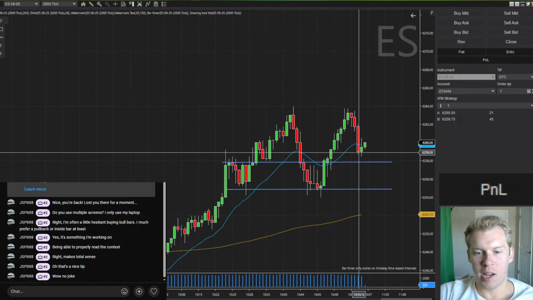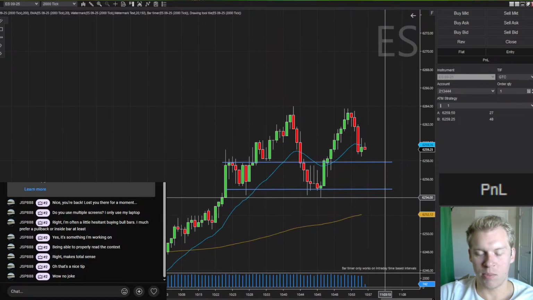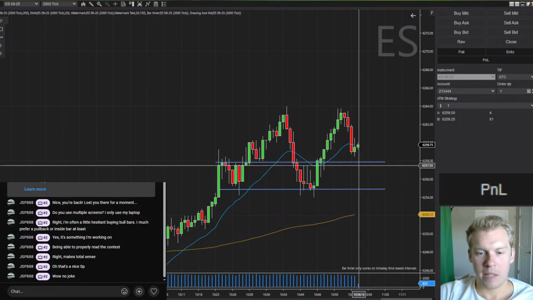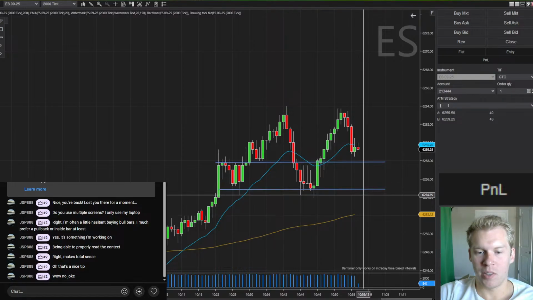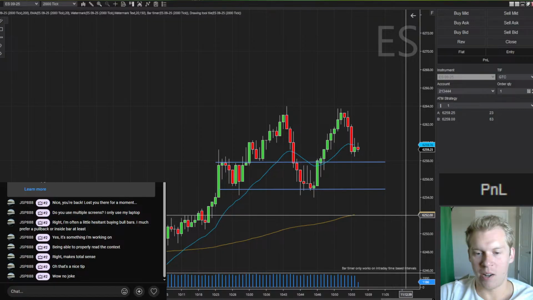I'm for sure that one of these levels, if the market moves down here, one of these levels will act as support and resistance again. So let's say it comes down here and breaks below this one. It'll probably come back up and test it before going down or going back up.